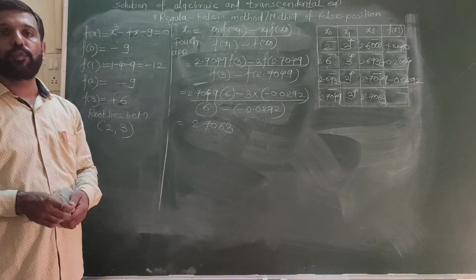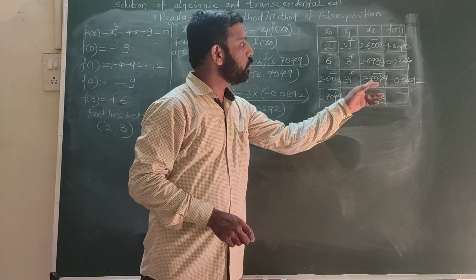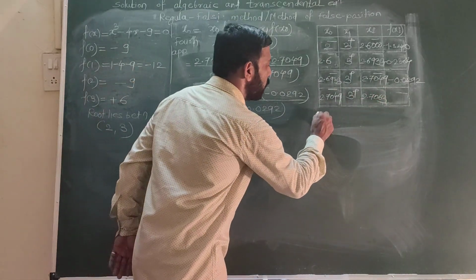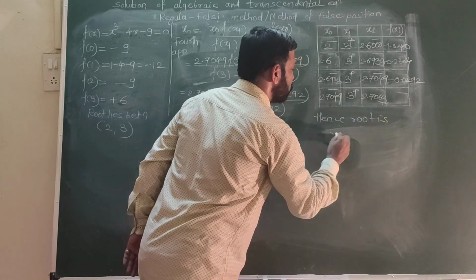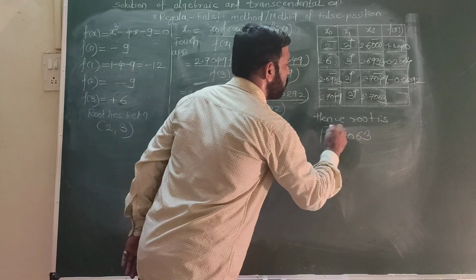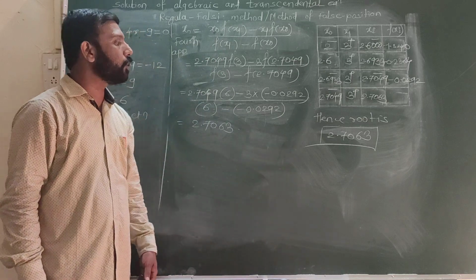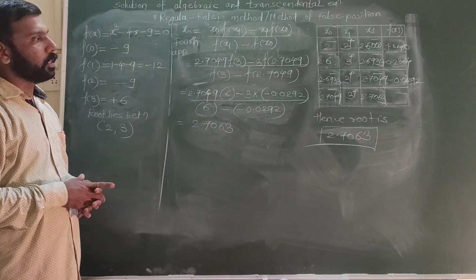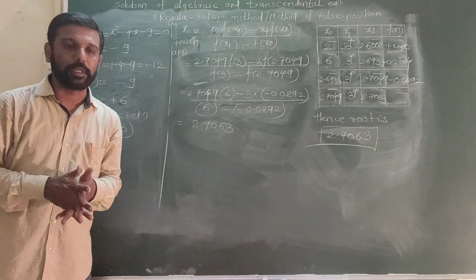Now we conclude the fourth approximate value. See the comparison: 2.70 and 2.70, up to 2 decimal places, these two values are correct. Hence the root is the last approximate value, and we say that this is the root of the given polynomial by using the regula falsi method. So this concludes the RF method. Thank you.